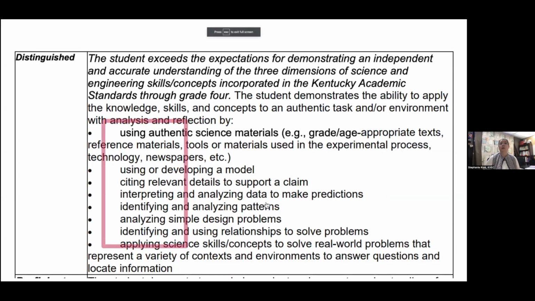I also look at what does it look like in a distinguished category. So I want my kids to be distinguished. I want them to be proficient. So what do I need to do and make sure that they're doing this? Using and developing a model, using, again, authentic science materials that are grade and age level appropriate. So these are very similar in what they're doing. The only thing that changed between these is this applying science skills and concepts to real worlds in a variety of contexts and environments, not just our environment right here in Eastern Kentucky, but we need to look at all environments and then to be able to answer questions and local information.